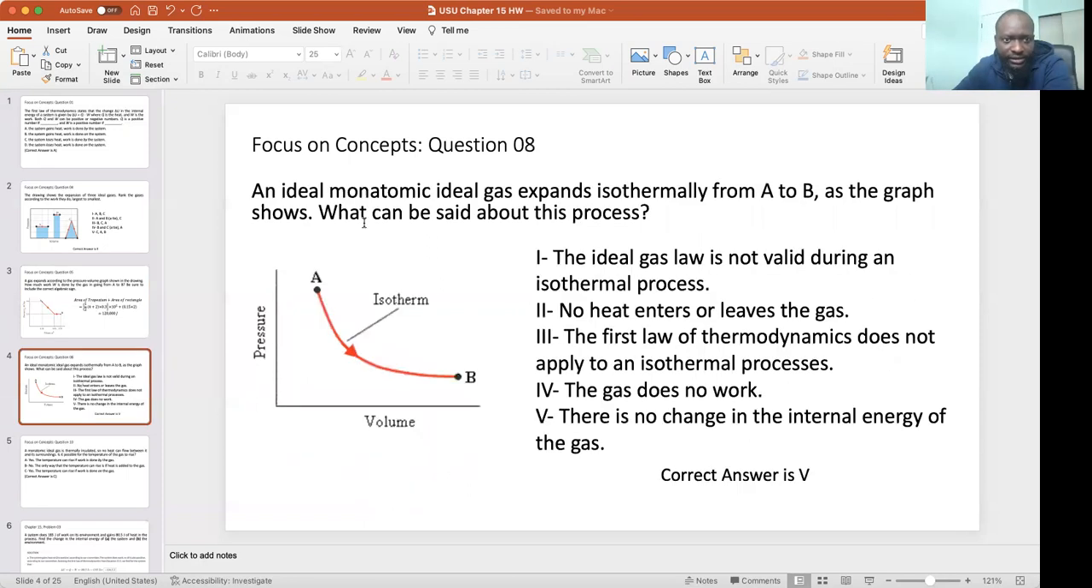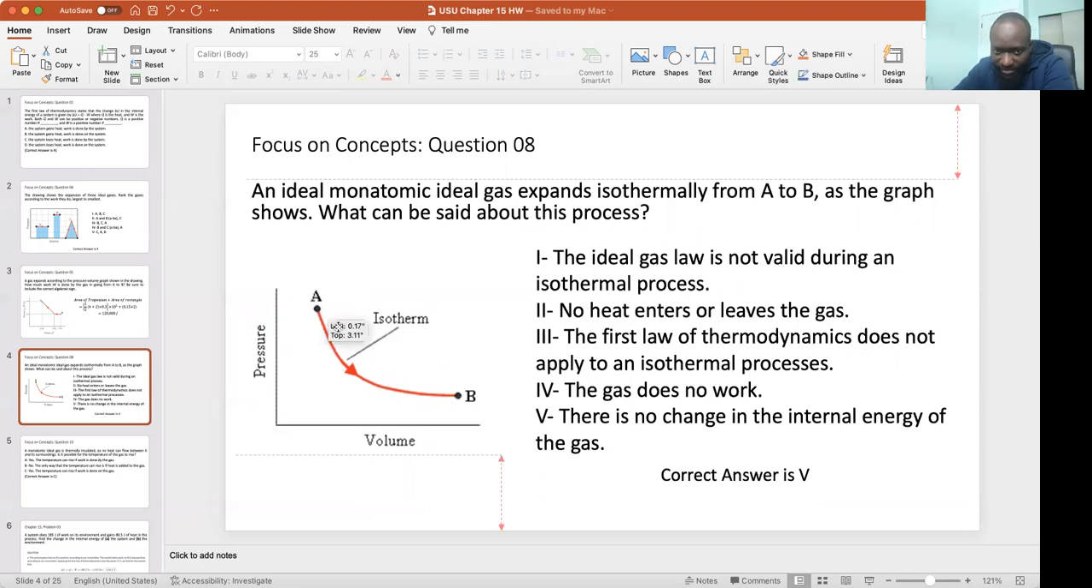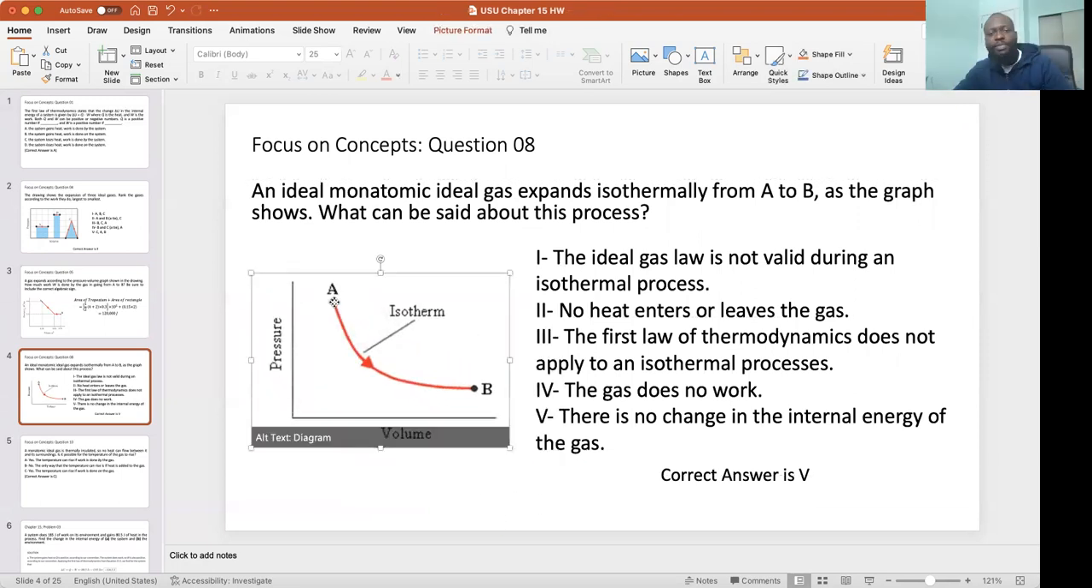Next here is focus on concept question 08. It says an ideal monoatomic gas expands isothermally from A to B, as the graph shows. What can be said about this process? So the ideal gas for an isothermal expansion means that the temperature is the same. So there's no change in internal energy of the gas. So the 5th option here becomes the correct answer.